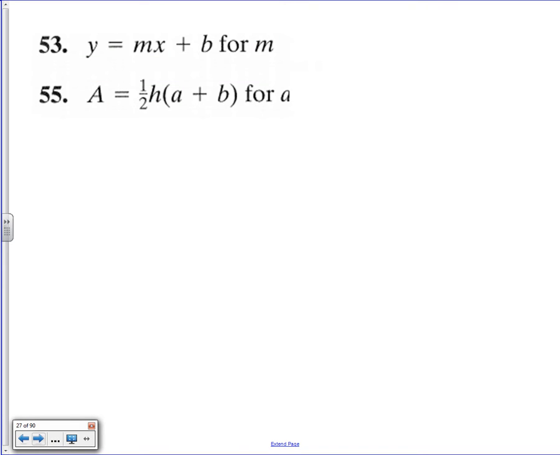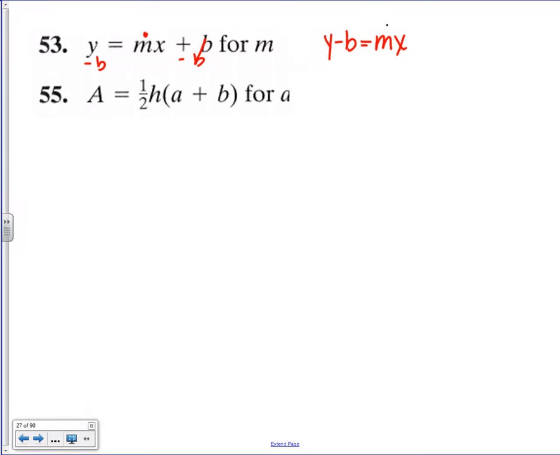Getting a little bit more complicated now. We're solving for M, which is right here. The first thing I got to get rid of is the B, because that's farthest away from the M on the same side. So it's being added, so we'll subtract. Please remember that the Y and the B cannot be combined on the left-hand side. So it's Y minus B equals MX.